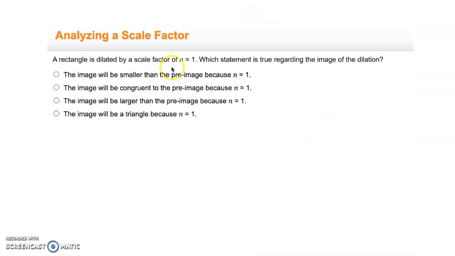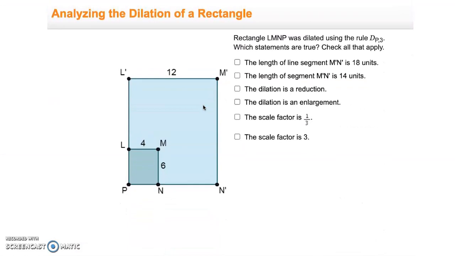So if a rectangle is dilated by a scale factor of 1, what's true? Remember, if it's 1, then they are going to be the same image. The image will be congruent, because if we multiply anything by 1, you get the same side. So if a side is 5 and you multiply it by 1, the new side is also going to be 5. So they will be congruent.